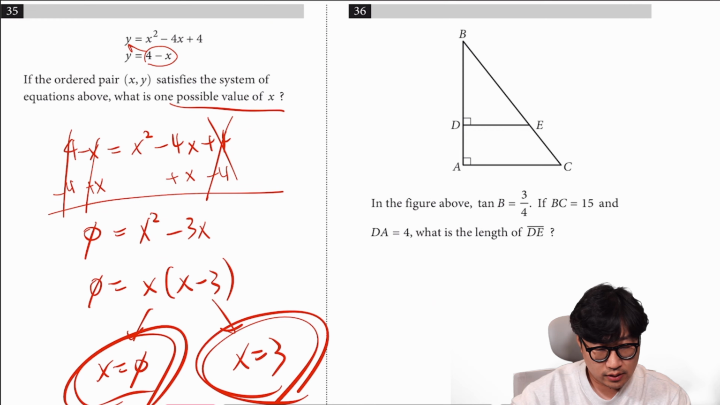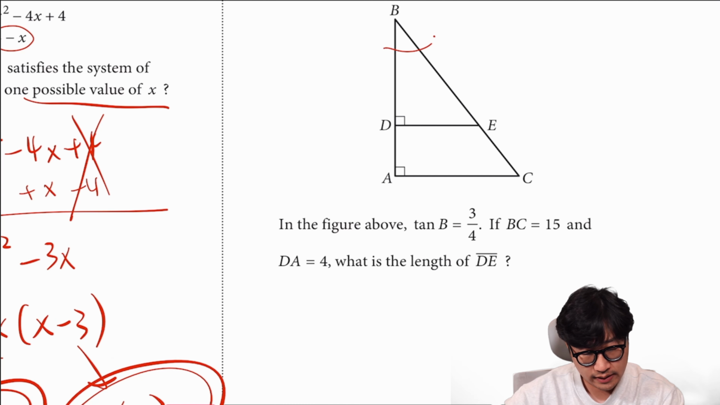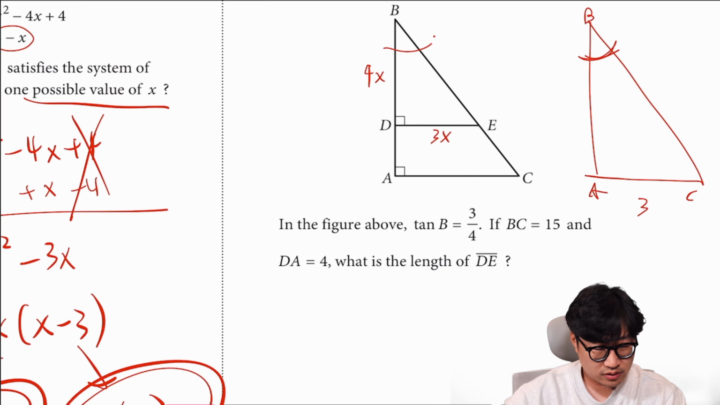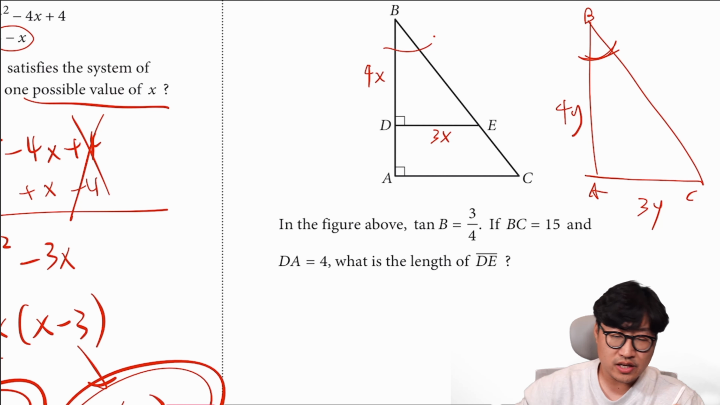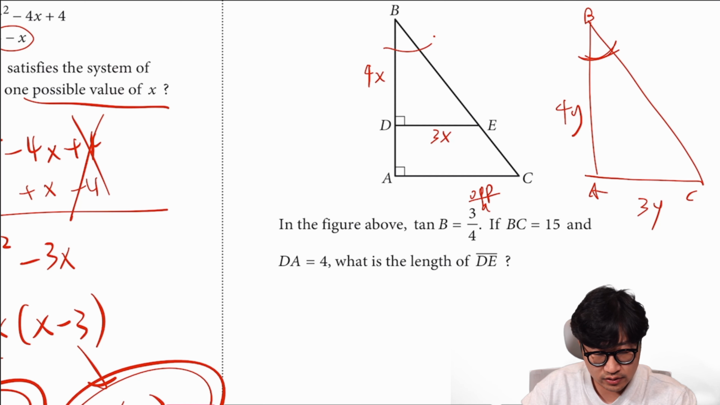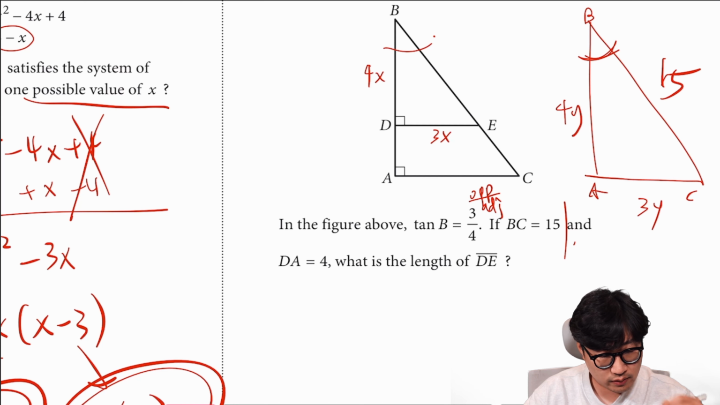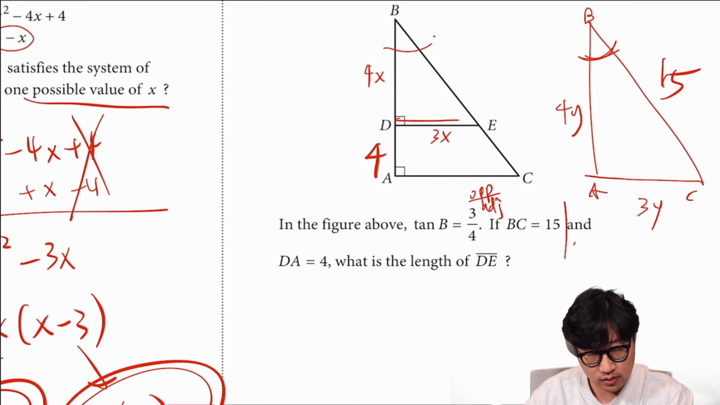Number 36, so tangent B is 3/4. So you can say this is 3x and that'll be 4x. Or if you look at the bigger triangle, BAC, the tangent is 3/4, so it'd be 3y and 4y, because opposite over adjacent is the tangent, right? So if BC is 15, that thing is 15 right here. Then DA is 4, so that's 4 right there. What is the length of DE? So you want that.